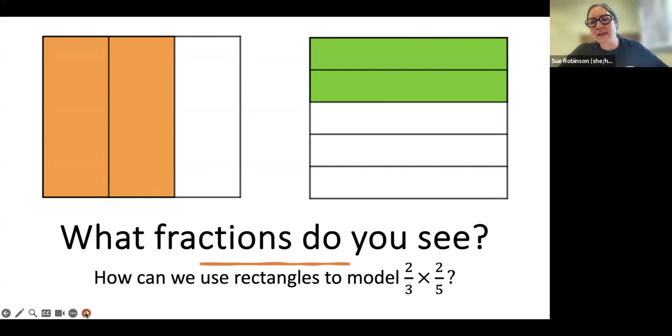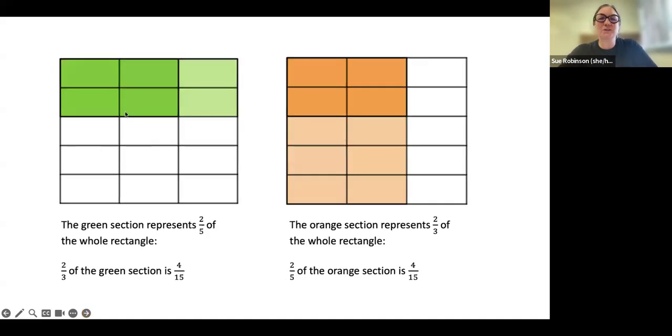If we were all together in a place where we had whiteboards or paper and pencils, we could start to do this and share with one another what we might think. I've done all the thinking for you. I'm sorry about that. But here we've got our 2/3, and I've got my 2/5. So what does 2/3 of 2/5 look like compared to 2/5 of 2/3?